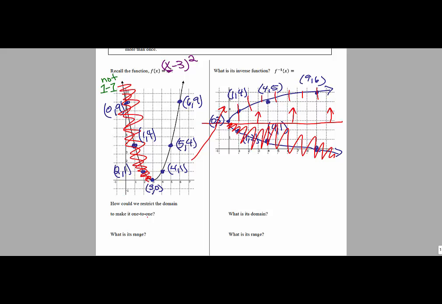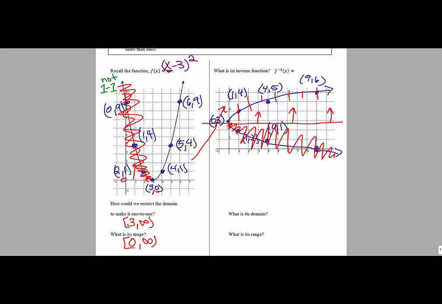Well, how do we restrict the domain? Well, when I look at the original parabola, that original square function, if I get rid of the left half of the graph and I only use x values from 3 to positive infinity, then I can actually find an inverse. So that would be the restricted domain. Notice that the range, of course, would be the y values that are used, and the y values start at 0 and then go up from there. So 0 to infinity would be the range.